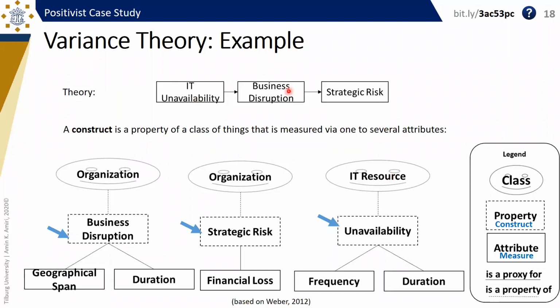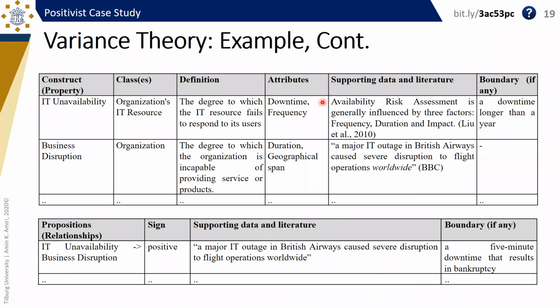First, you need to create this at the end of your thesis. Then you need to provide these two tables. IT unavailability is the name of the construct. It belongs to the organization's IT resource. This is the definition. That's how you can measure this. These are supporting data and literature. And this boundary part is not important. And further, do you have a question?